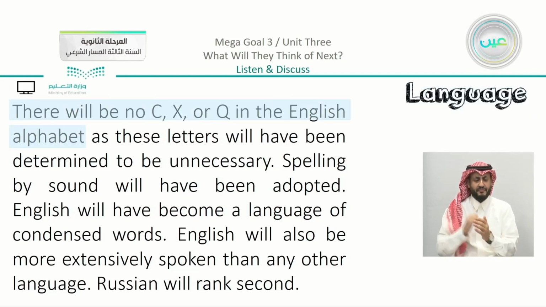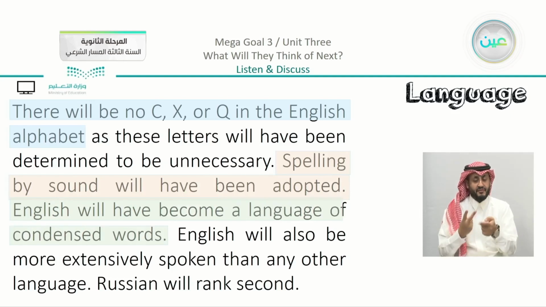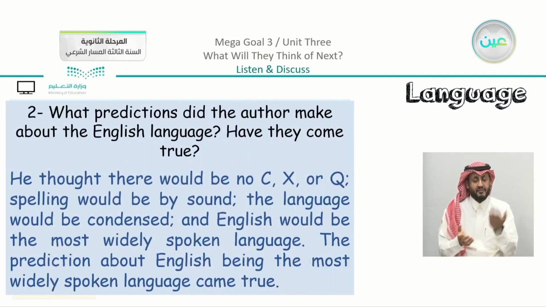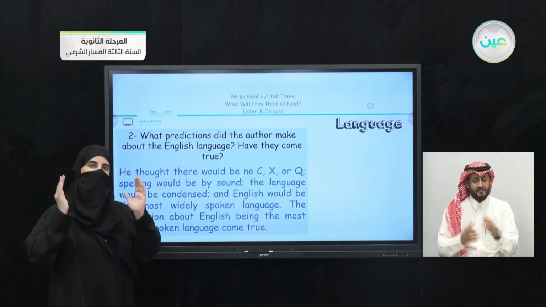Yes, okay, so there will be no C, X, or Q in the English alphabet. Also, spelling by sound will have been adopted. English will have become a language of condensed words, as we just revised. And English will be the most widely spoken language. We can say that came true. So instead of just highlighting, I gathered it in one complete answer.